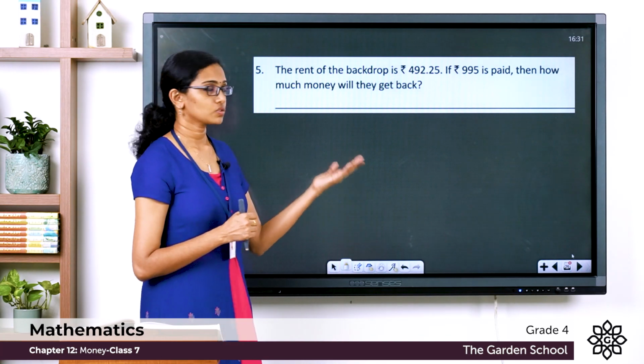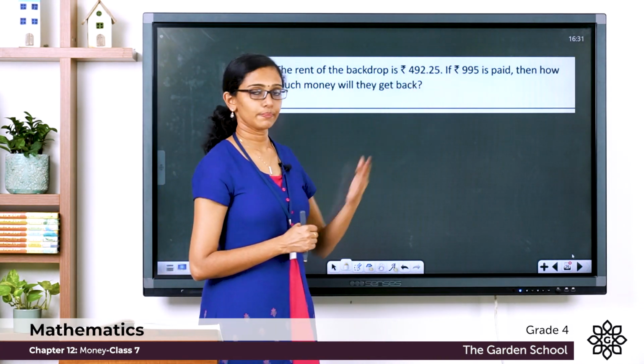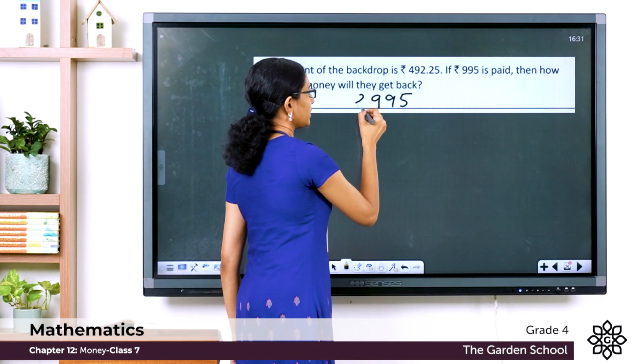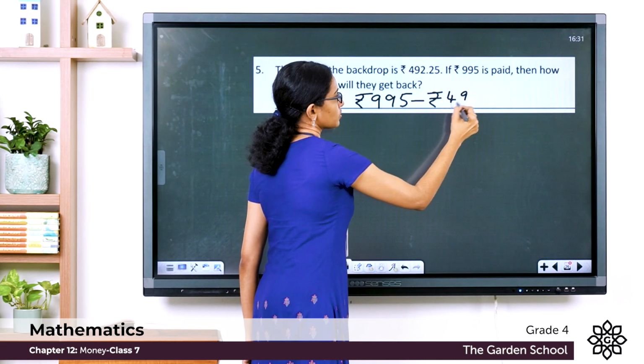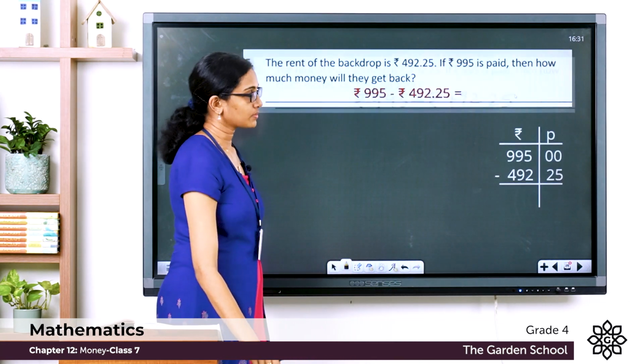How do we find it? Just subtract the rent of the backdrop from the money they paid. That is 995 rupee minus 492 rupee 25 paise. So let's do the subtraction.